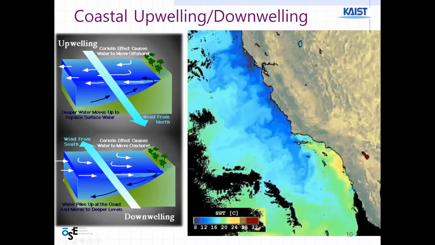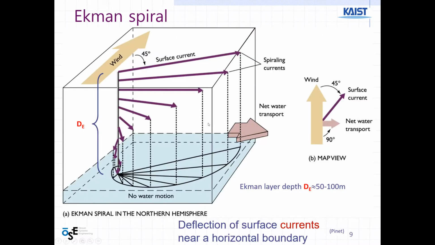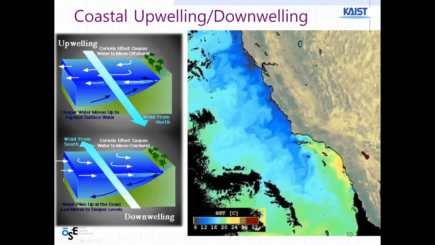Because of this Ekman spiral, as the wind blows here, as we said, water moves this way. And as water moves this way, the space here goes empty, so deeper water will rise. So it is called upwelling. The opposite is called downwelling.